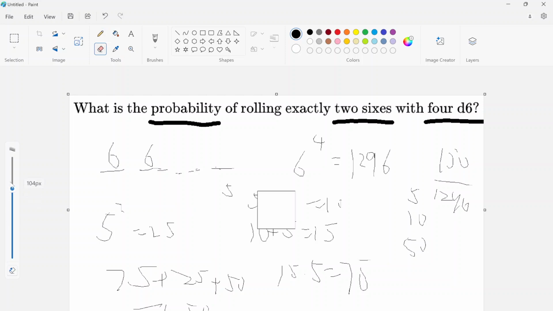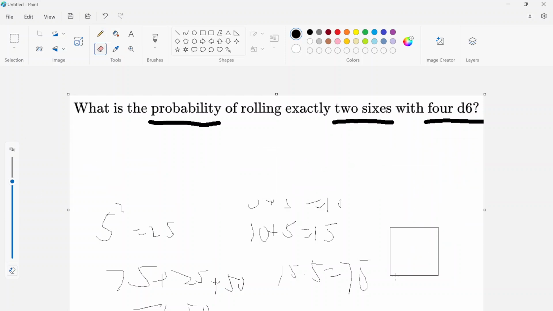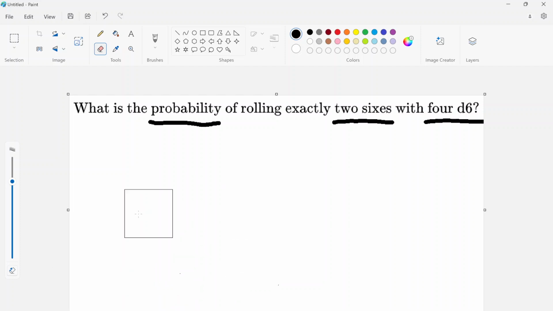However, there is actually a simpler way to do this that just requires knowing a bit of combinations. Choosing two sixes out of four dice is the same thing as saying 4 choose 2, right? Which is saying that we pick two items from four items, and this is equal to 6, by the way.